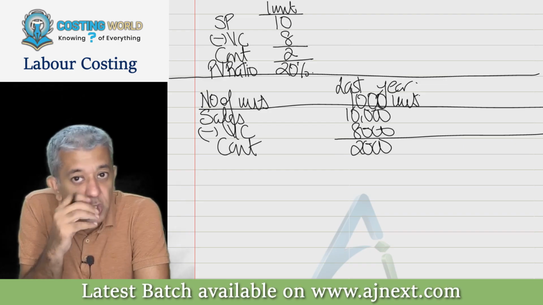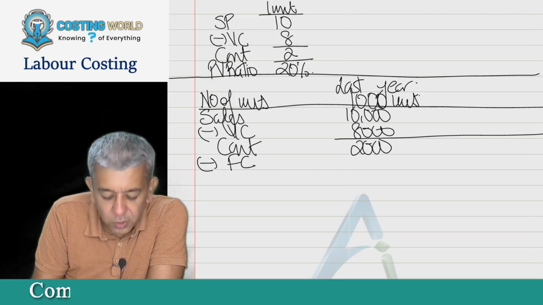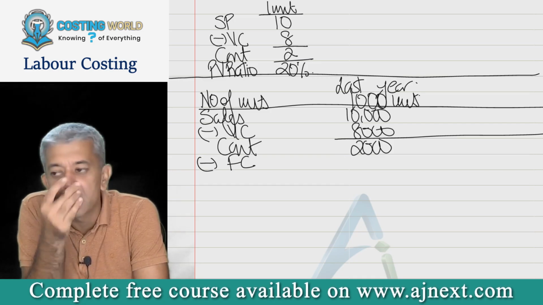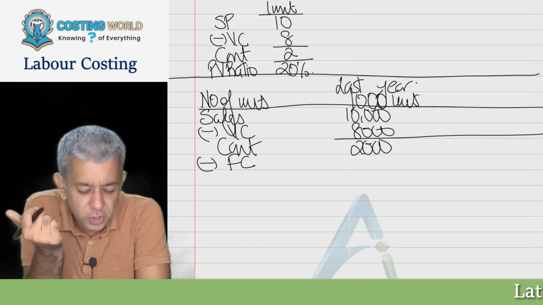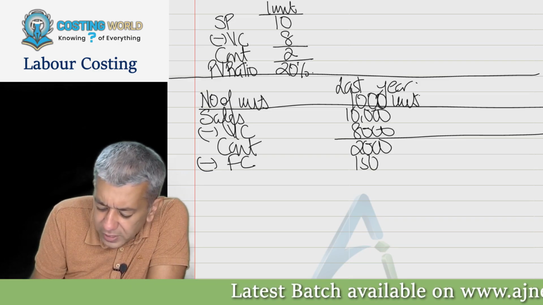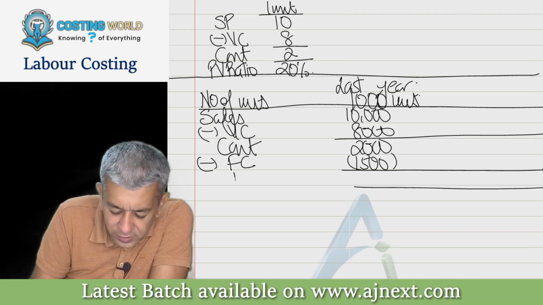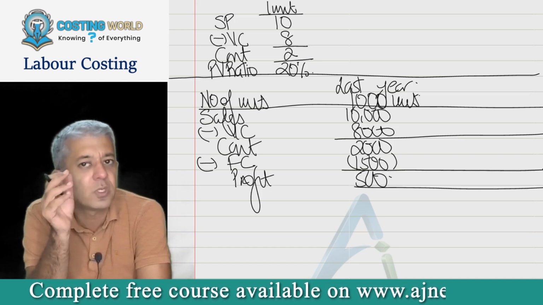But I can't enjoy that 2000 rupees. Why? Because I have to meet my fixed cost also. So let's meet our fixed cost, my rental cost, my salaries to my managers, my legal charges, etc, etc. So therefore say 1500. Okay. Contribution minus fixed cost will give you profit over here. So therefore profit in this particular case was 500.